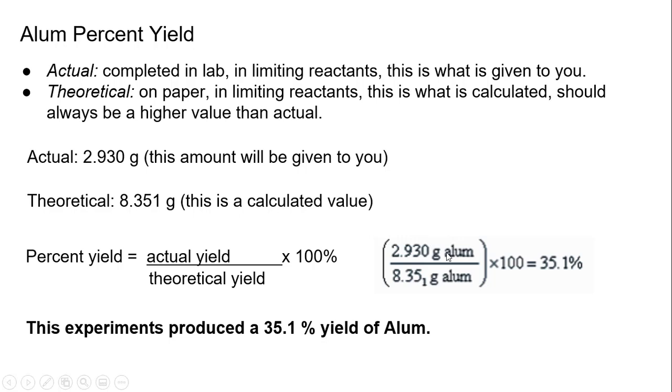I'm going to set up with 2.930 grams of alum, and my theoretical is 83.51. I keep everything to the end, and then I reduce it to the correct sig figs. It is 35.1%. So follow the rules that you follow, because I realize LabFlow sometimes gives this amount in this sig figs and this amount. Follow your rules, understanding sig figs. So this overall experiment produced a 35.1% yield.